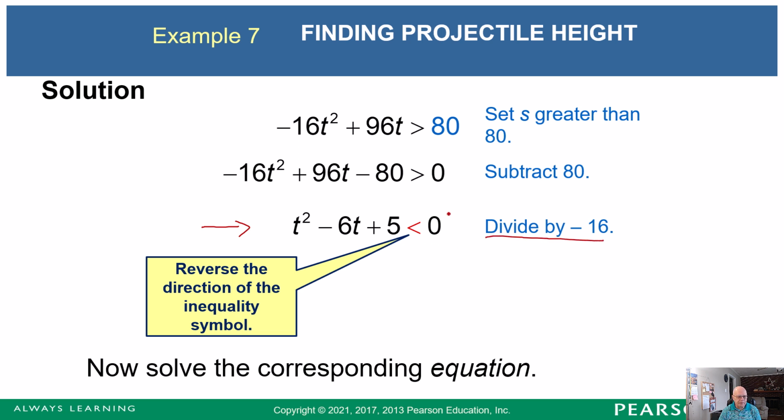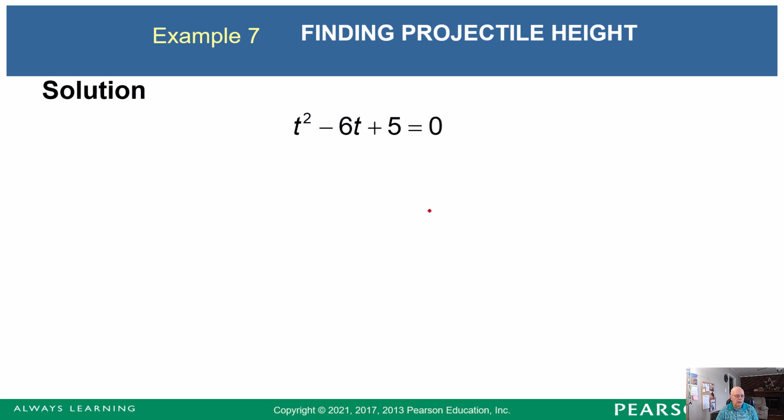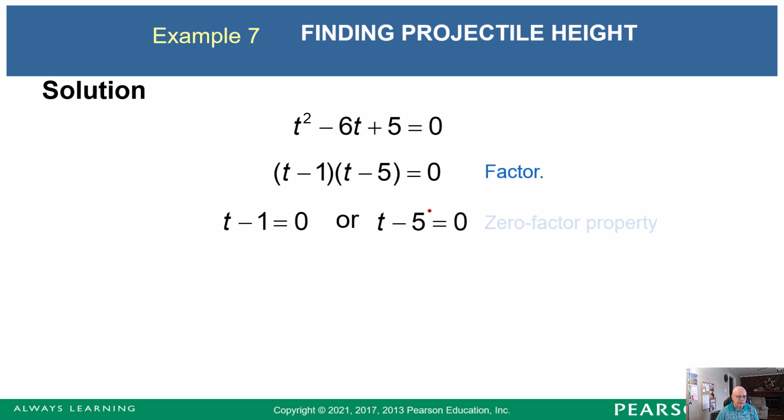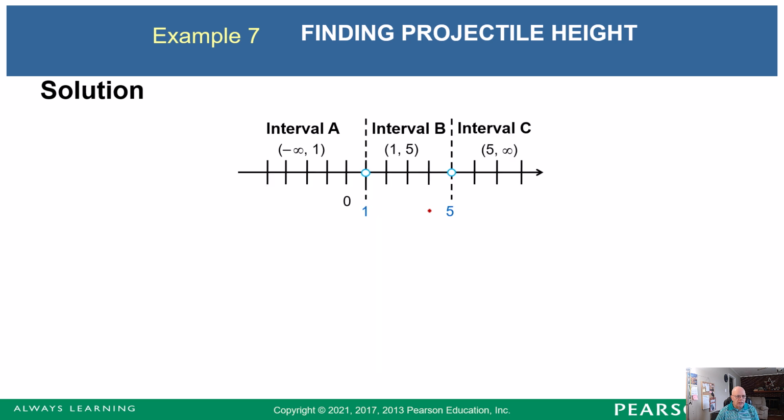Ta-da! There's our quadratic equation to give us those points. Factor it and find the 2 critical points. That splits the number line into 3 sections. We decided to test in interval B, and I decided, since 2 looked like it might be simple to use, I used 2. That was my test.